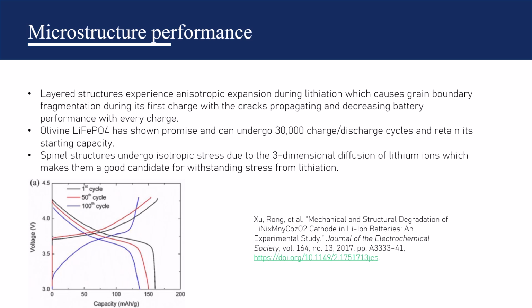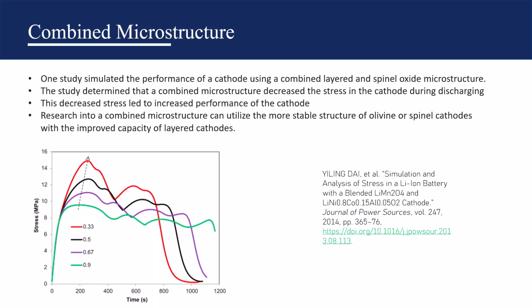Below is a chart that shows a decline in performance of a lithium-ion battery that has a layered structured cathode at 1, 50, and 100 cycles. To address the individual shortcomings of each crystal structure, you can use a cathode with a combined crystal structure. One study simulated the performance of a cathode using a combined layered and spinel oxide microstructure.